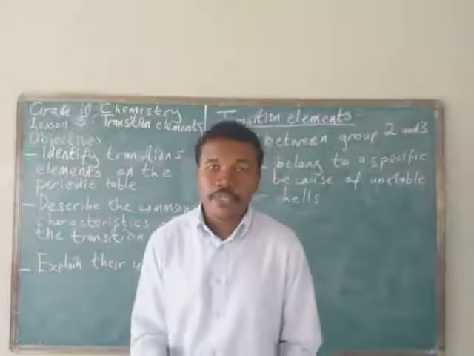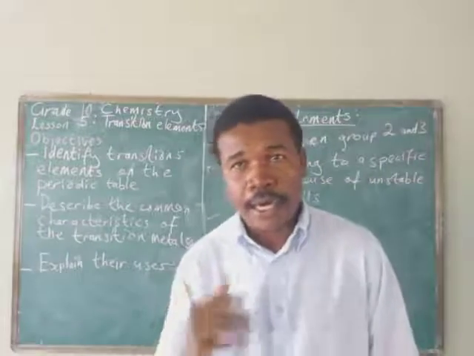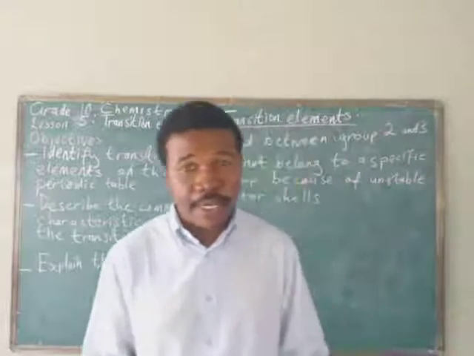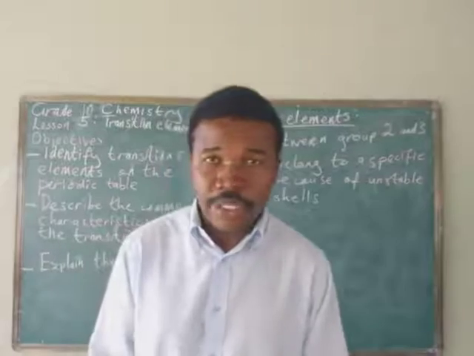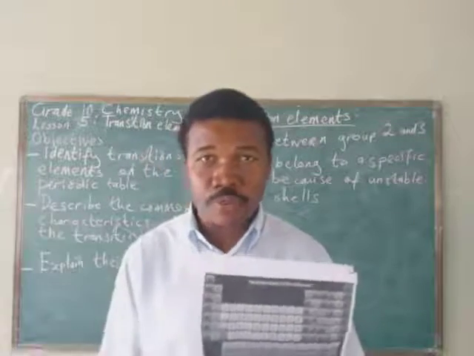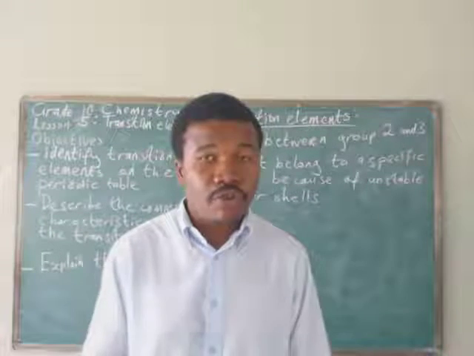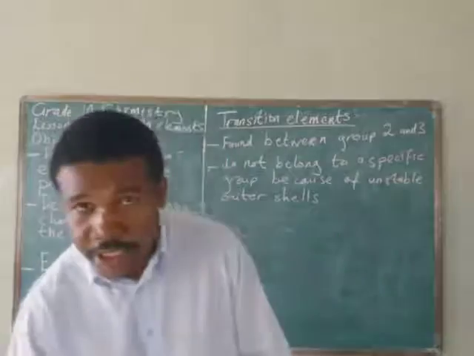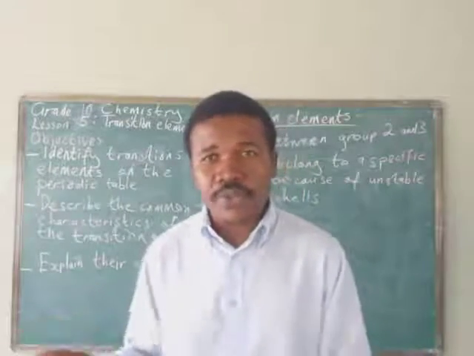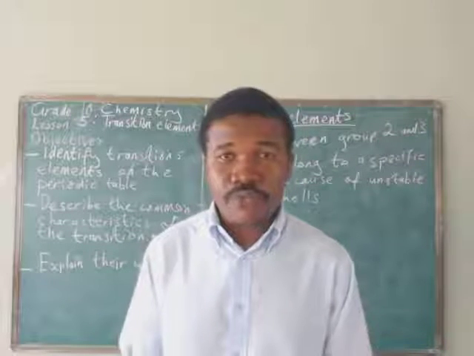Okay, so the first thing we will want to know in this lesson is, where exactly are these transition elements? Remember we looked at group 1 elements, and they were pretty easy to identify on the periodic table. The first group was the group 1 elements, the second group was the group 2 elements. Then the transition elements or transition metals are also sometimes known as the D block elements.